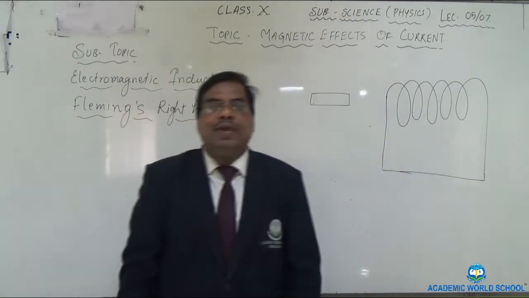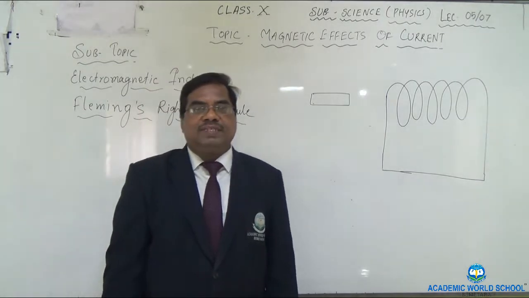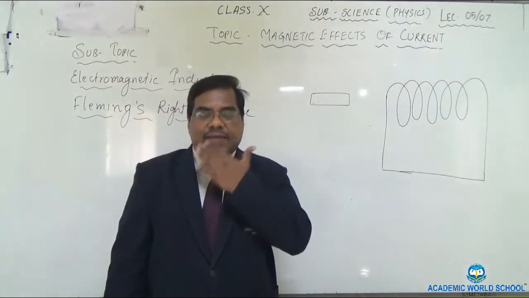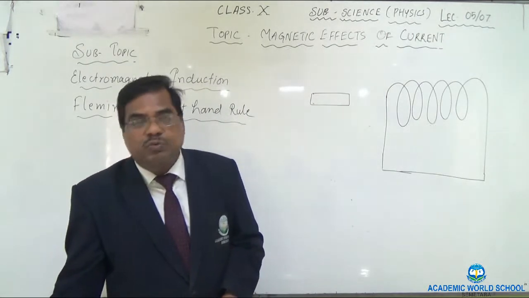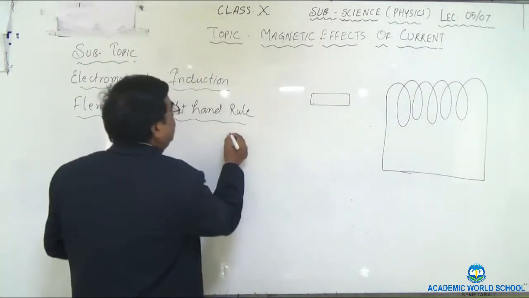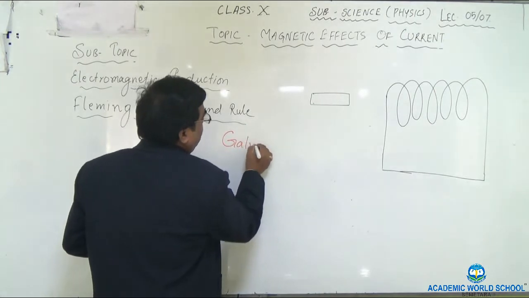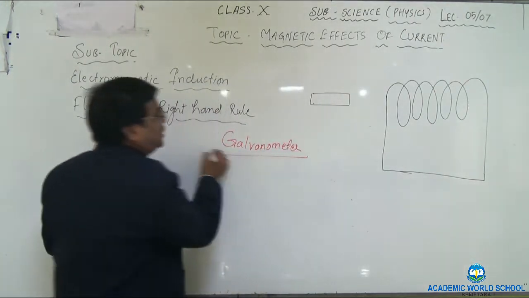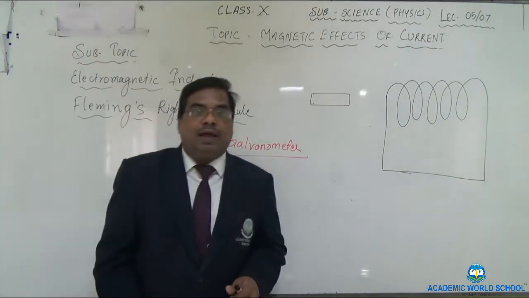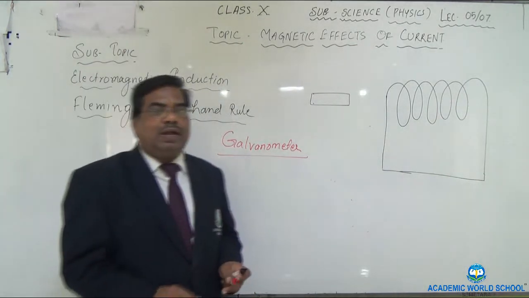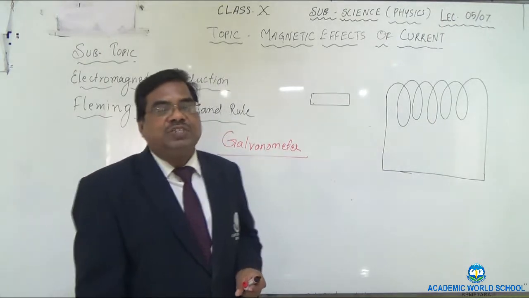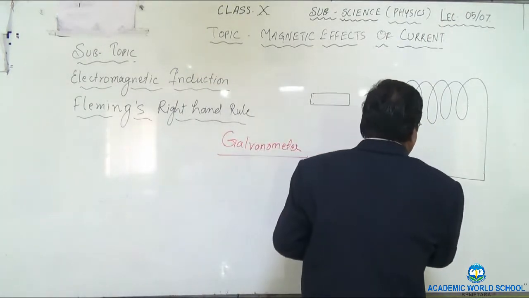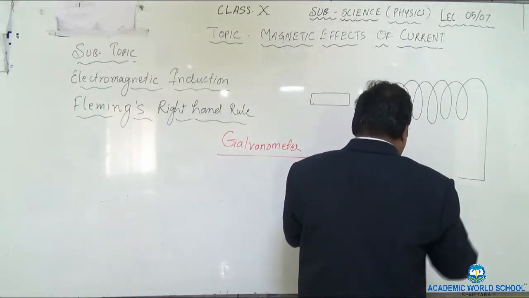So how will we come to know that there is some current produced in it? For that we need an instrument, and that instrument is called a galvanometer. What is a galvanometer? A galvanometer is an instrument which shows deflection when current flows through it. That galvanometer will be connected here.